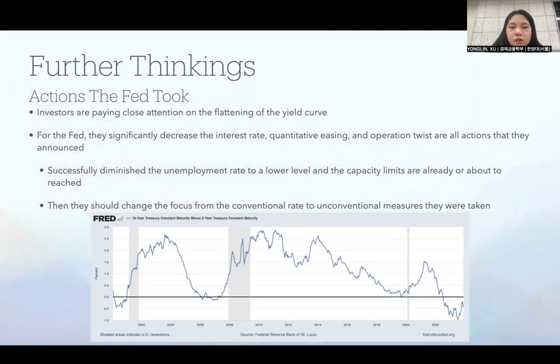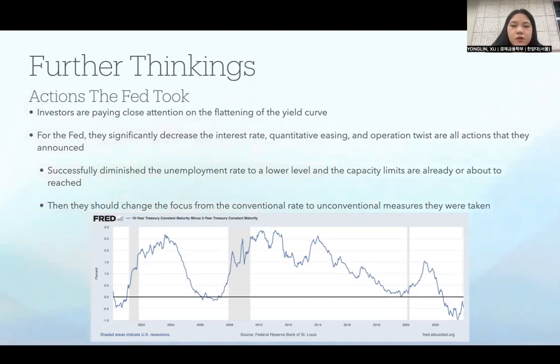So for the Fed, they significantly decreased the interest rate, quantitative easing, and operation twist. So those are all the actions that they took, which they simultaneously sell short-term bonds and buy long-term bonds to help reduce the cost of borrowing and boost the economic growth. Actually, we have to say that they were successful. So they successfully diminished the unemployment rate to a very low level, and the capacity limits are already or at least about to reach.